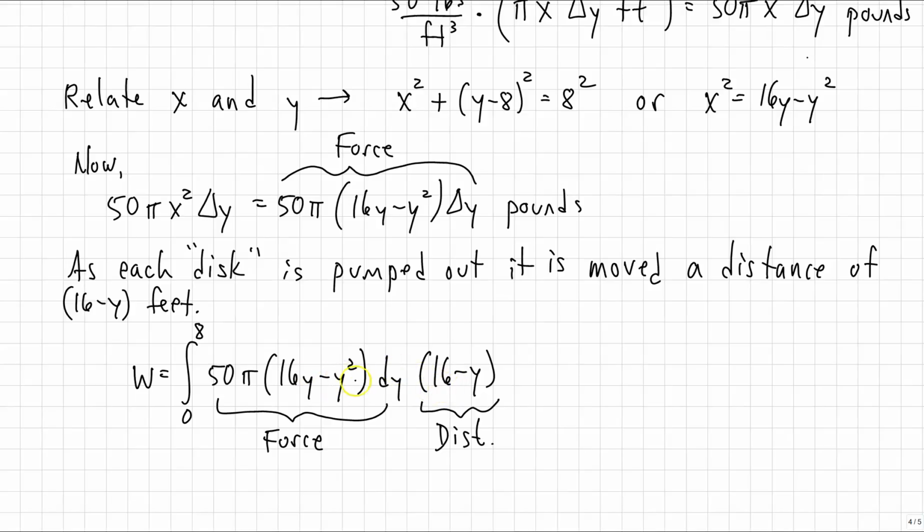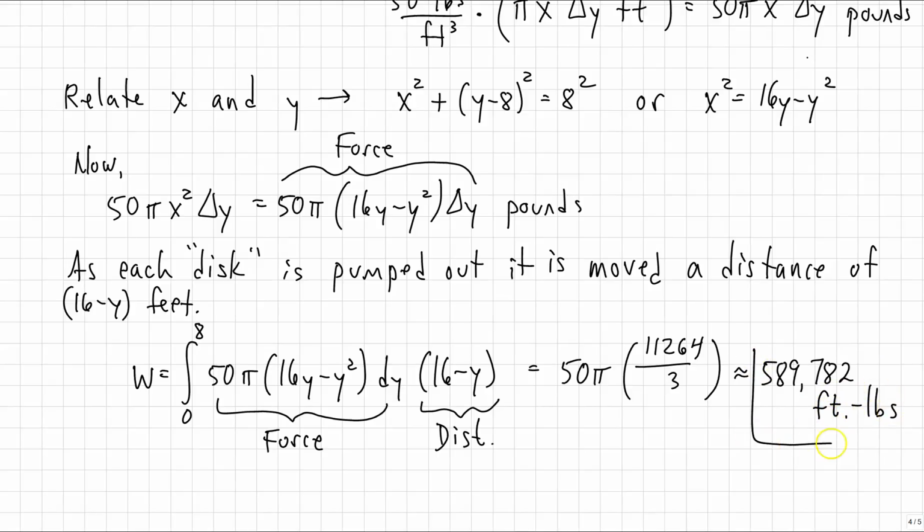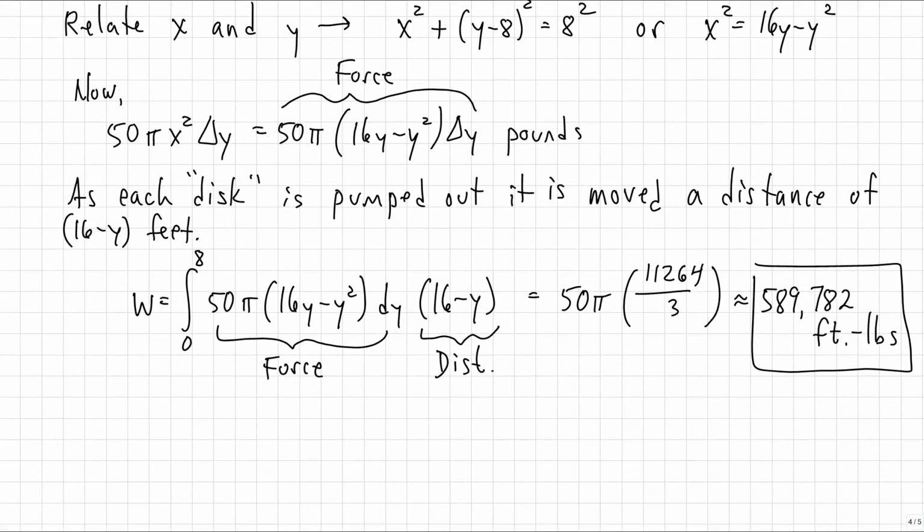It's a polynomial, so you can distribute. The integration is fairly straightforward. We get 50 pi times 11264 over 3, which is about 589,782 foot-pounds of work. So the work done to pump this oil out is almost 590,000 foot-pounds.